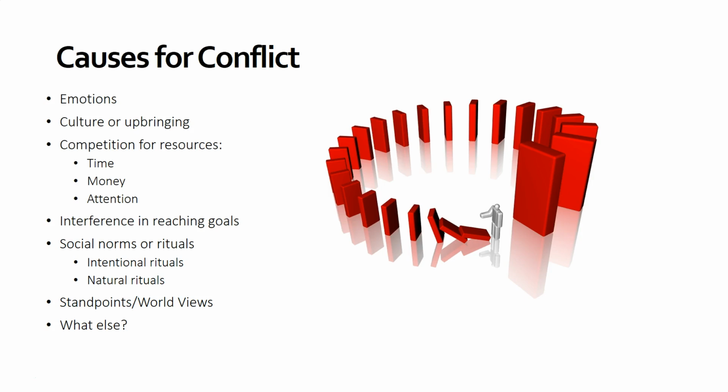So, interference with reaching goals. In other words, are you keeping your partner or your friend from reaching their goals? Maybe you are more focused on your goals, and so it's all about you instead of making it about both of you.